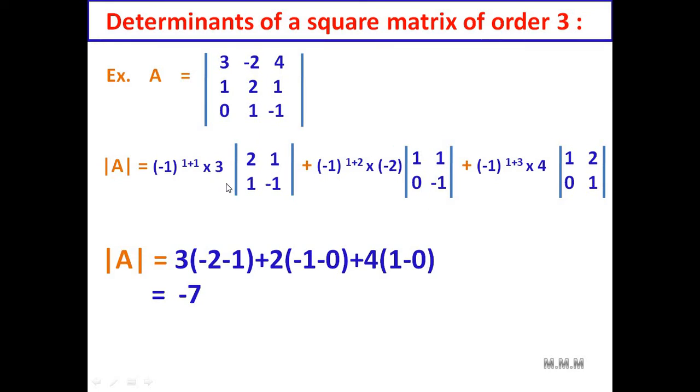Finally, we have to expand it. 3 minus 2 minus 1, here minus 1 to the power 3, that means minus, plus 2 minus 1, 0 into 1 minus 1, plus 4 minus 1 to the power 4, it will be 1 minus 0, and the result will be minus 7. So in this way we can find the value of a matrix of order 3.